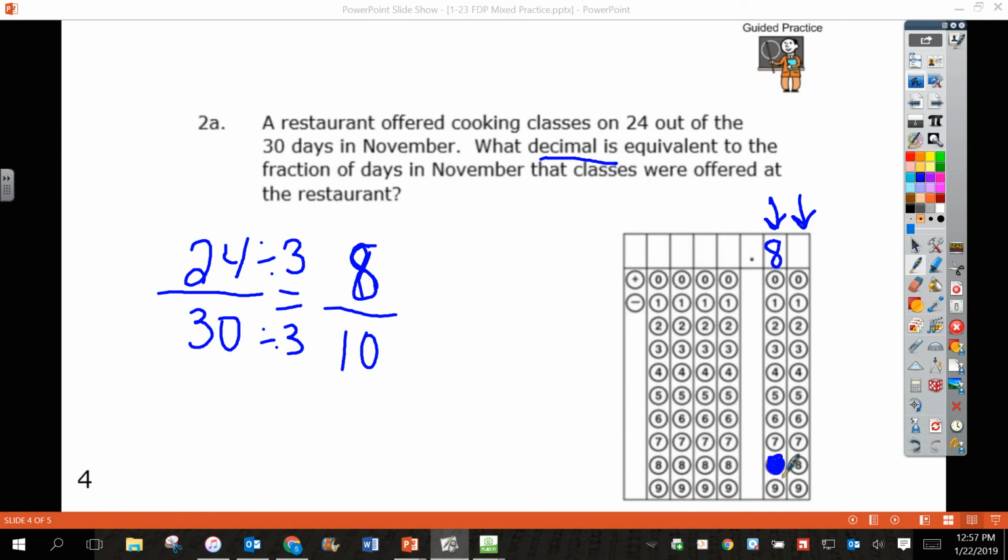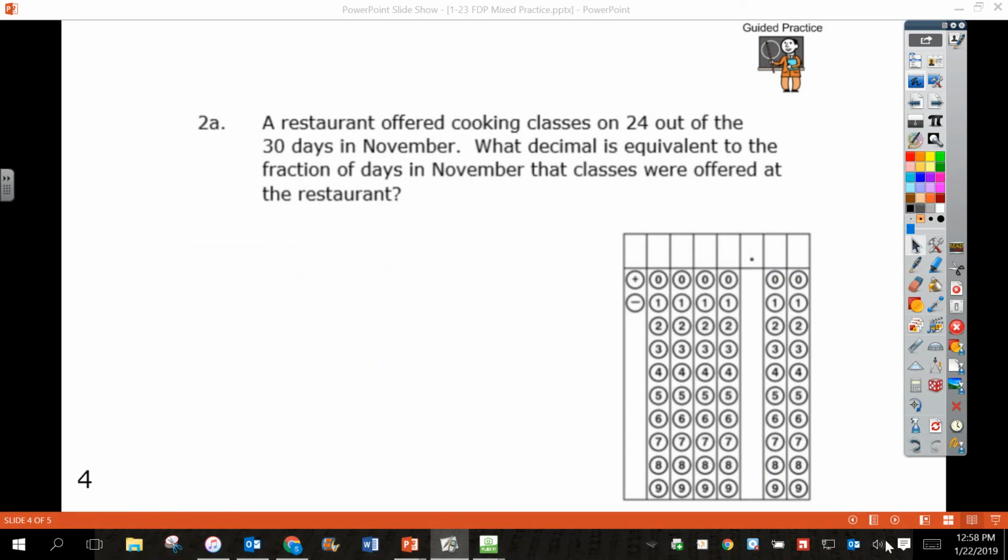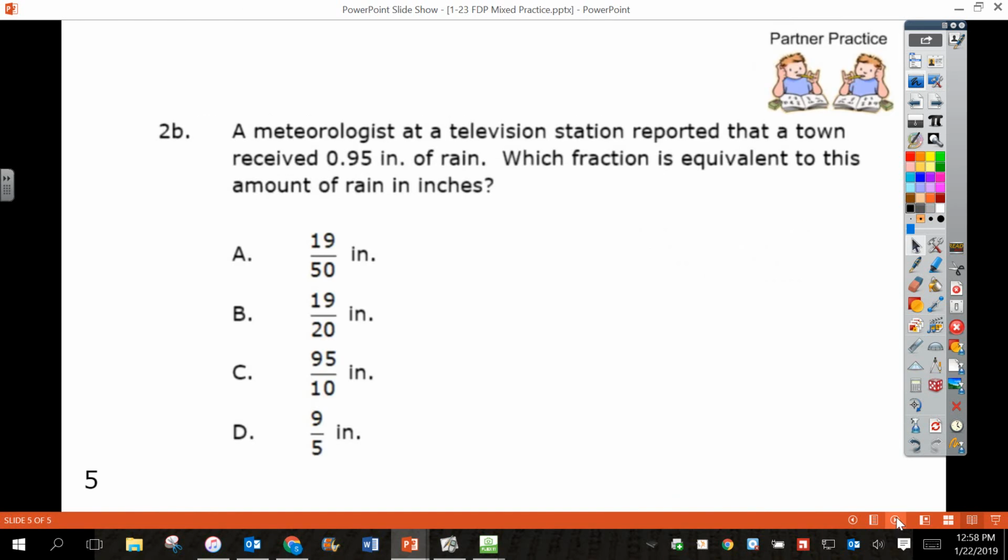Be sure to bubble nice and neat so the machine can read it. Now, if you happen to do 80 out of 100, that works as well, and you could put 80 in the hundredths place. But 0.8 is absolutely fine. Okay, you try 2B, and if you get it correct, your teacher's going to then hand you an independent practice worksheet for you to work on your own.